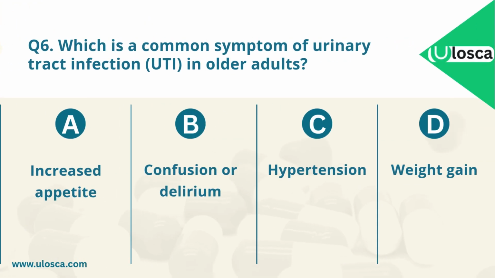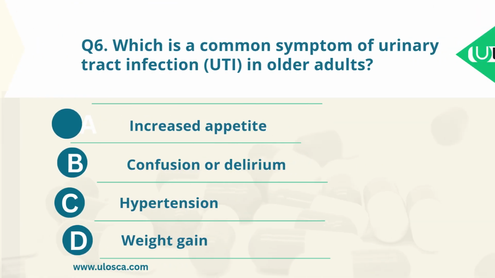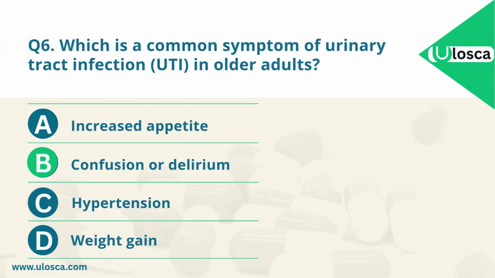Question 6. Which is a common symptom of urinary tract infection in older adults? A. Increased appetite. B. Confusion or delirium. C. Hypertension. D. Weight gain. Which one is the correct answer? The correct answer is B.